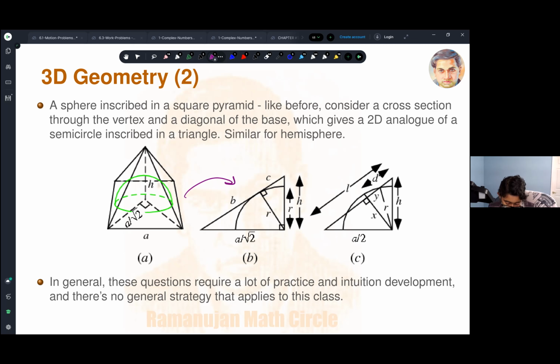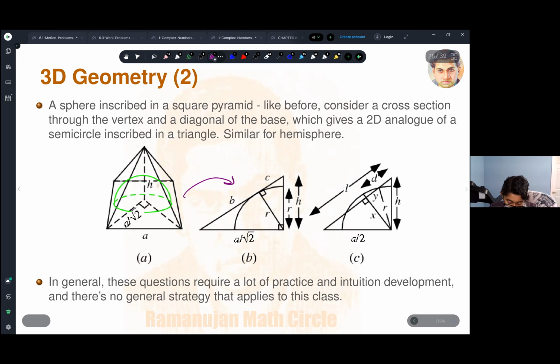In general, these kinds of questions require a lot of thinking. So if you can't think of a good cross section to cut during the actual contest, you should skip the question and come back to it, because 3D questions, like I said, take a long time to think about unless you get it right away. There's no general strategy other than the main one, which is taking 2D cross sections and trying to figure things out. And you want to try to use all the information that they give you in the question.